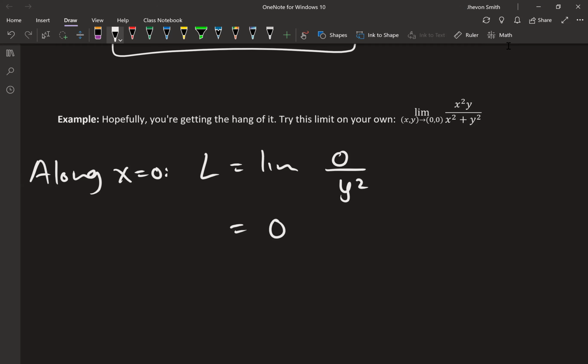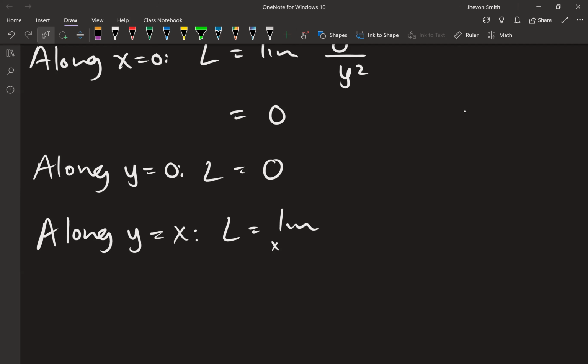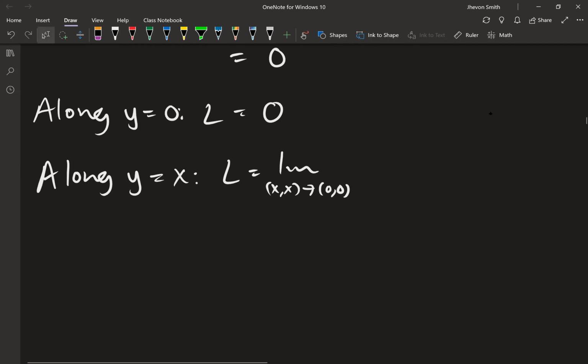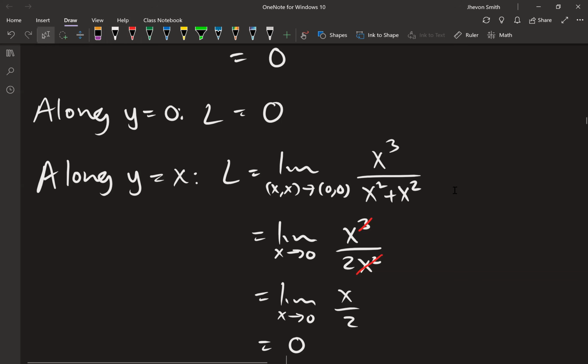So y equals 0 would obviously give us the same thing, right? Y equals x. Okay, yeah, y equals x. Why not? Worked last time. It allows us to combine the denominators. So L equals the limit as (x, x) approaches (0, 0). If y equals x, I would get x cubed over x squared plus x squared. That gives the limit as x approaches 0 of x cubed over 2x squared, which cancels to x over 2. That's again going to give me 0. Okay, any other ideas?